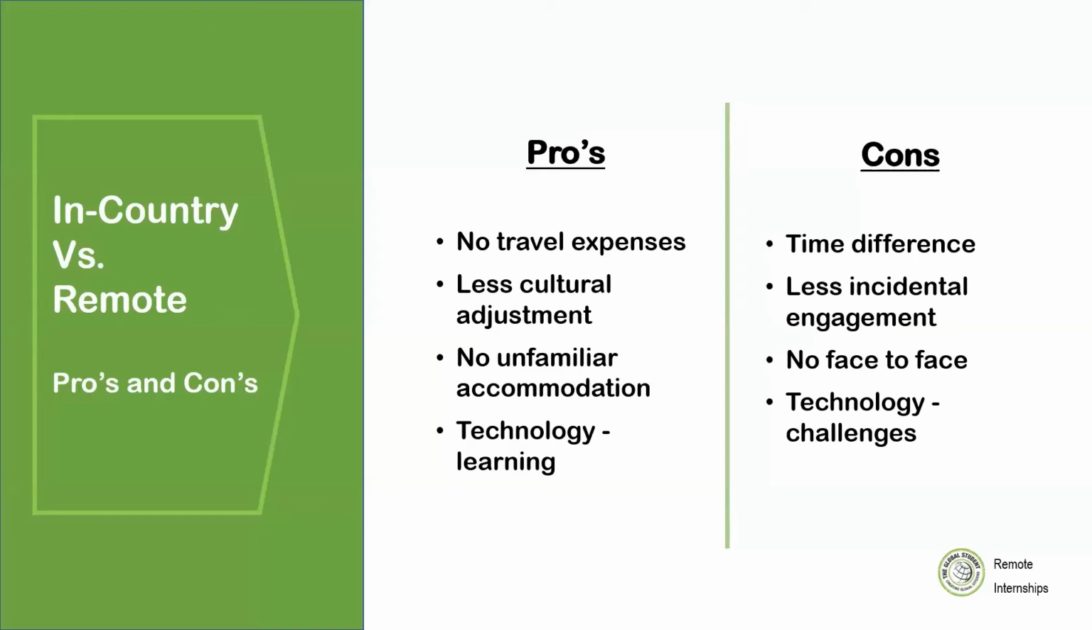So, the pros and cons of doing a remote program. The pros are, of course, there's no travel expenses. There's less cultural adjustment. You don't have to get used to the heat, the food, trying to make your way around on public transport, or adjust to the accommodation you're living in, often sharing with complete strangers from their own or a different university. And it's an opportunity for students to understand how the technology works.